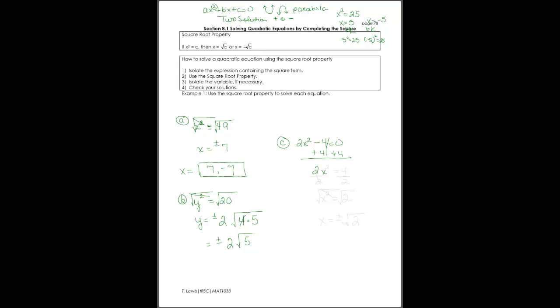We have 2x squared is equal to 4. Then we're going to divide by 2. We have x squared is equal to 2. Then to solve for x, we're going to take the square root to both sides. And we have x is equal to plus or minus the square root of 2. There are no other factors for 2 other than 1 and 2, so 2 stays under the radical sign.